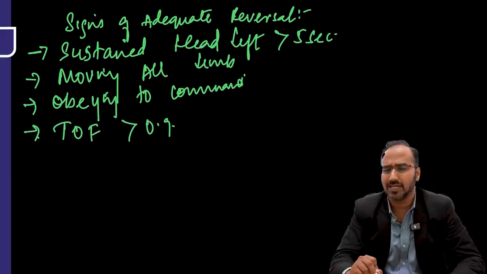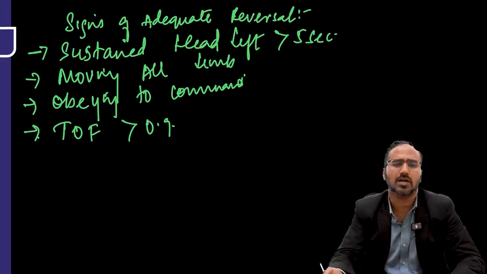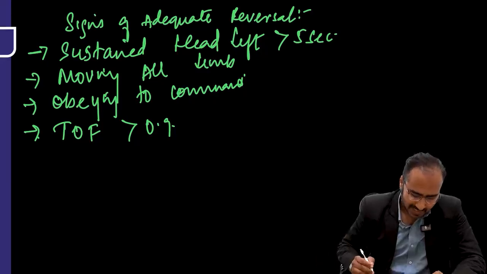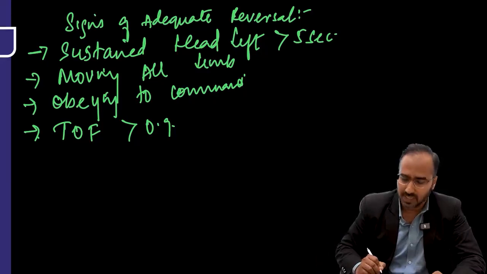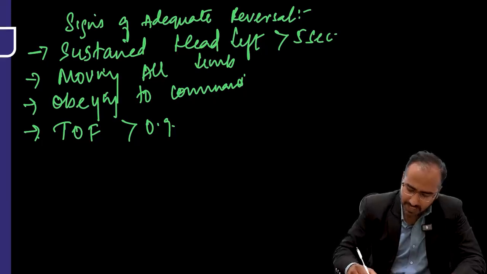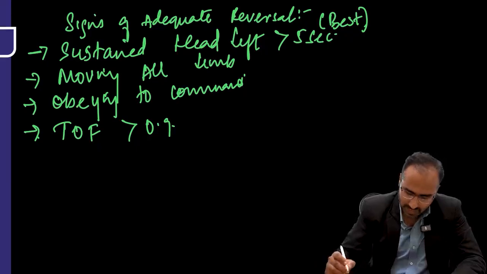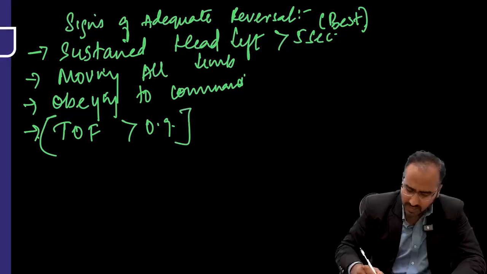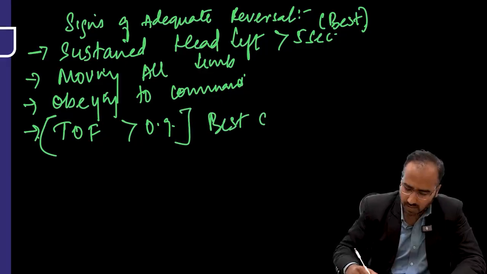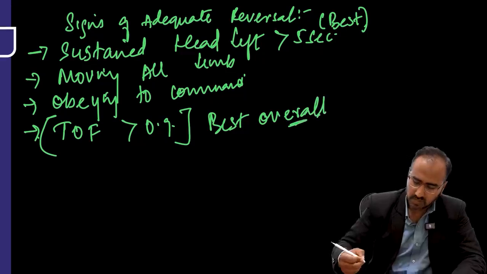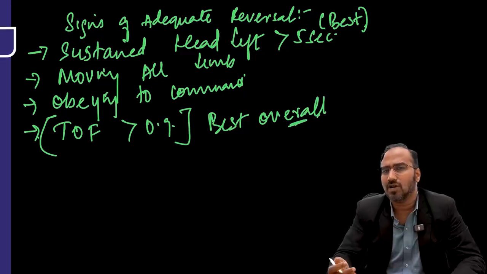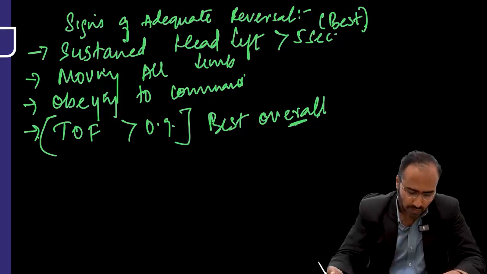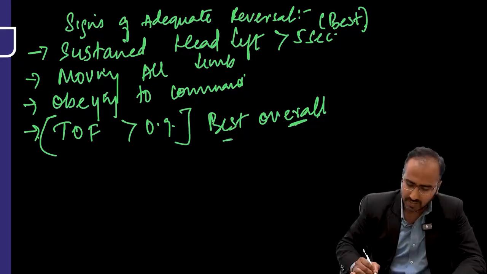I know most of you don't know what Train-of-four ratio is. Some of you might be aware, but don't worry, guys. As we are progressing, I will teach you the concept of Train-of-four also, okay? So these are the signs of adequate reversal, okay? Now, guys, remember, the best clinical sign for adequate reversal is head lift. But what is the overall best? Overall best is Train-of-four ratio more than 0.9. That's the overall best sign for adequate reversal, right?